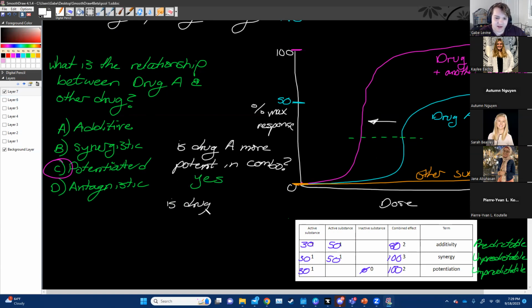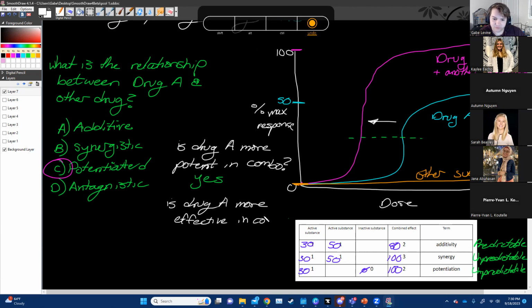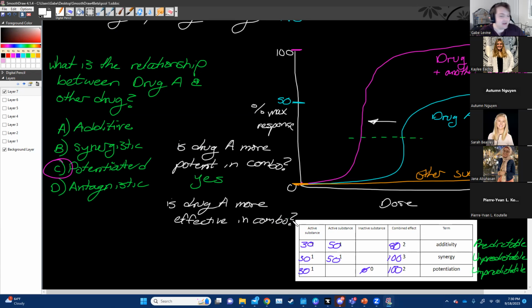Is drug A more effective in combo? Yes. Yeah, it would be, right? Just like how potency follows the x-axis, efficacy follows the y-axis. Because the maximum effectiveness of the drug increases, we can say that in combination, it is definitely more effective.